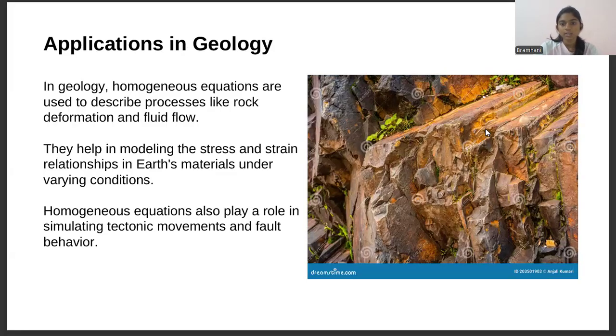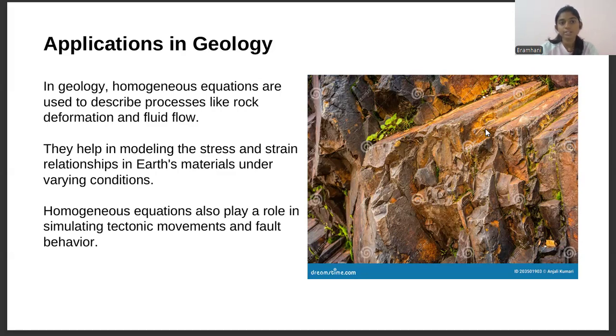Applications in geology. These are also used in geology applications. Homogeneous equations are used to describe processes like rock deformation or fluid flow. They help in modeling the stress and strain relationships in Earth's materials under varying conditions. Homogeneous equations also play a role in simulating tectonic movements and fault behavior.